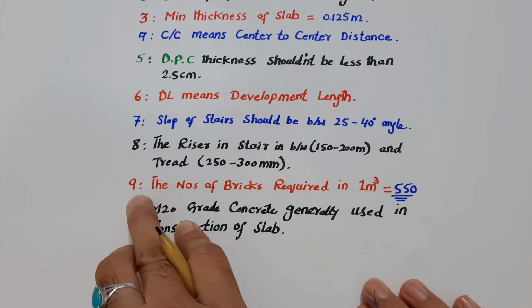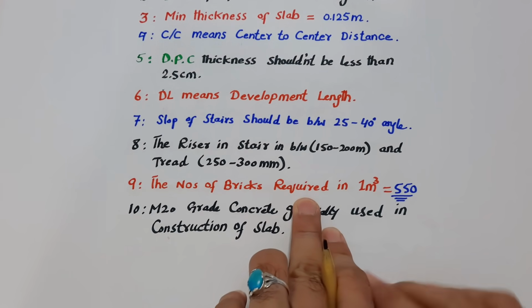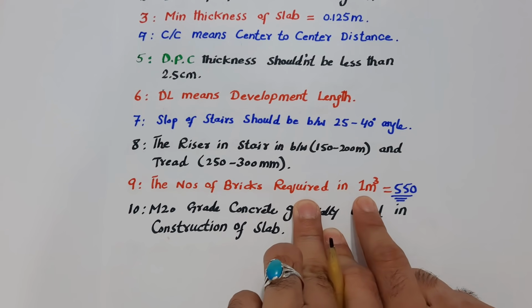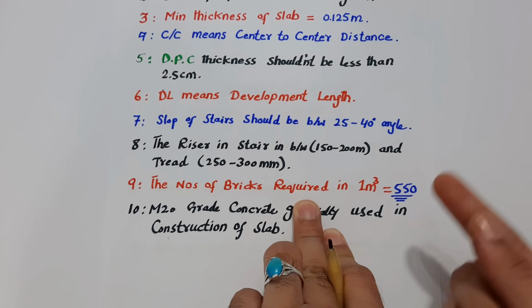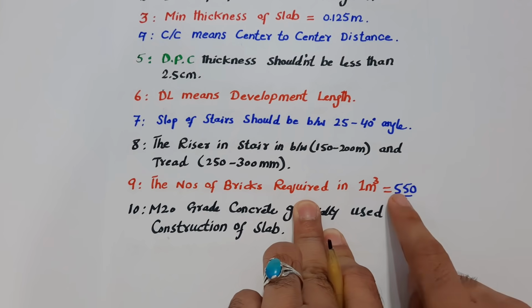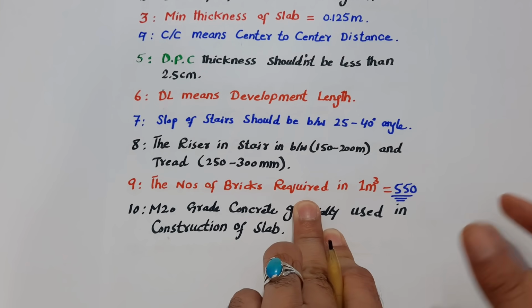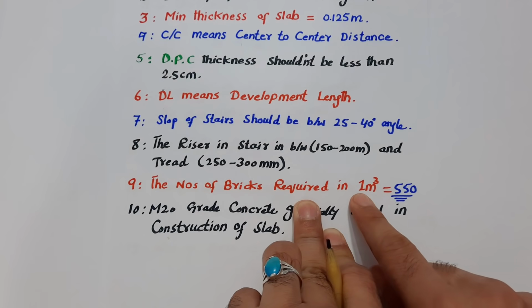The next one, guys, ninth, is the number of bricks required in 1 meter cube. Anyone can ask you how many bricks are required in 1 meter cube. So 550 bricks are required in 1 meter cube.